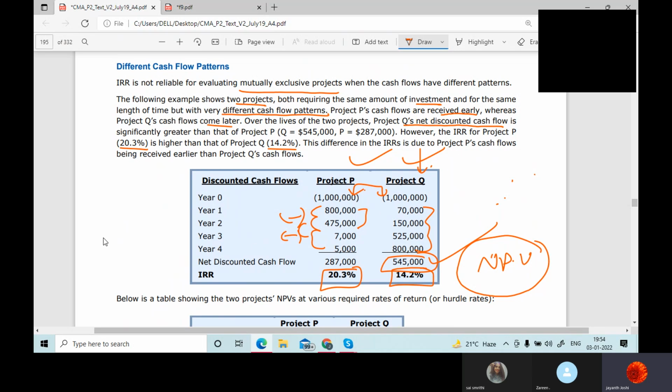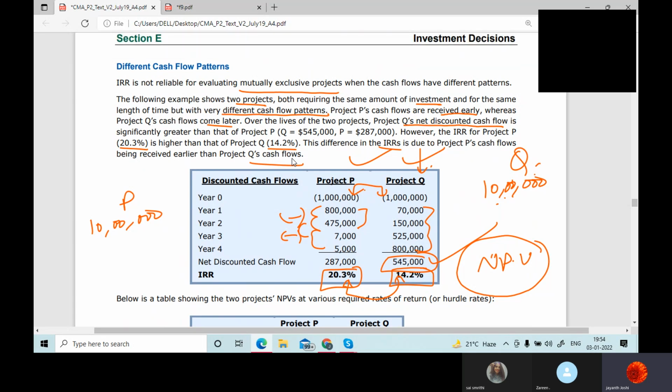They are saying, when you invested the same amount, 10 lakhs for P and 10 lakhs for Q, why is there a difference in IRR then? When you invested the same amount, why the difference? The difference can be due to many reasons. That is what they are justifying. This difference in IRRs is due to project P's cash flows being received earlier than project Q's cash flows. That is what they are saying.